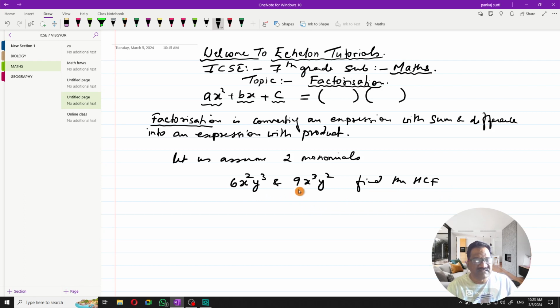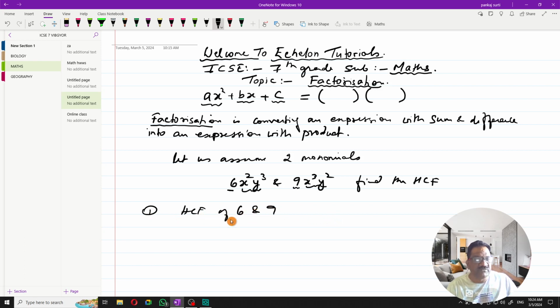Now you can see in these monomials there are numericals. 6 and 9 are the two numericals in these monomials, and the other things, that is x square y cube and x cube y square, these are variables, a bunch of variables. Okay, so if you want to find the HCF of the entire two terms, you will have to first find out the HCF of the numericals. So the first step will be finding the HCF of 6 and 9.